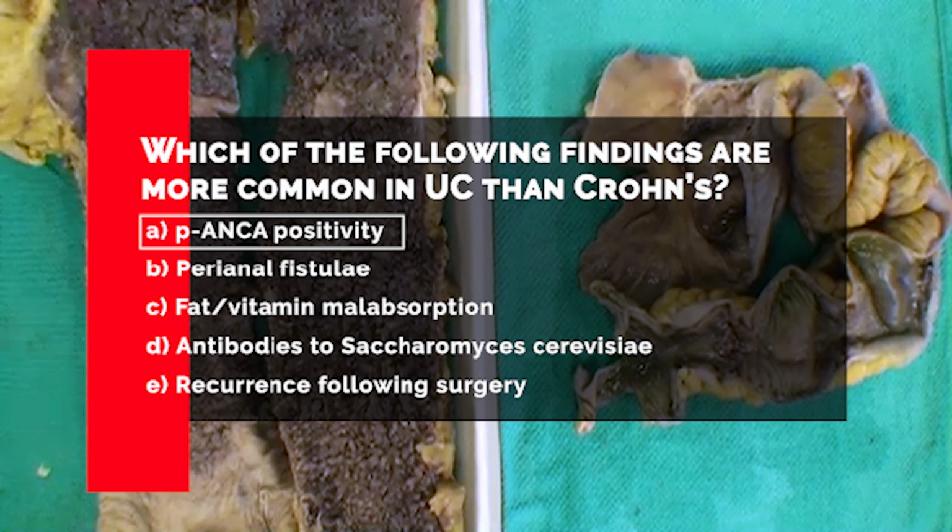The antibodies to Saccharomyces is kind of interesting, and I don't think the mechanism or reason for that is fully understood, but it likely has to do with the etiology and the interplay between the gut microbiome and the host's immune response. And recurrence following surgery is classically associated with Crohn's disease. UC is treated surgically, and so if you do a colectomy, the patient should technically be cured of their disease, whereas Crohn's does tend to recur following surgery. So that's another important distinction between these two diseases to remember.